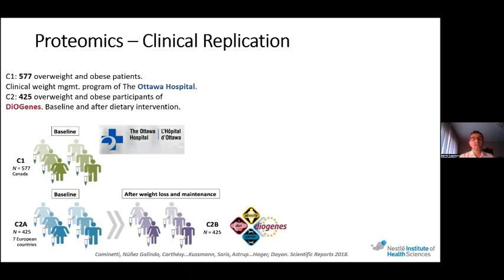We went into clinical replication of these large-scale proteomic results. So how could we do this? In the bottom line, you see here again what we now call the C2A and the C2B data sets.